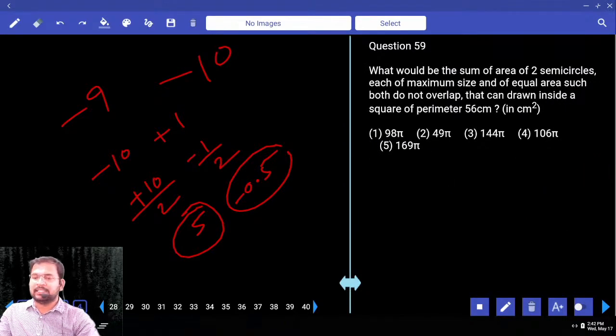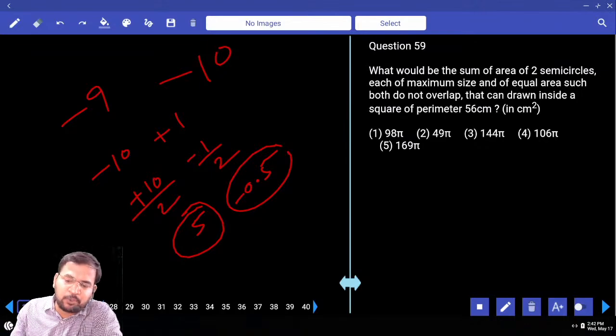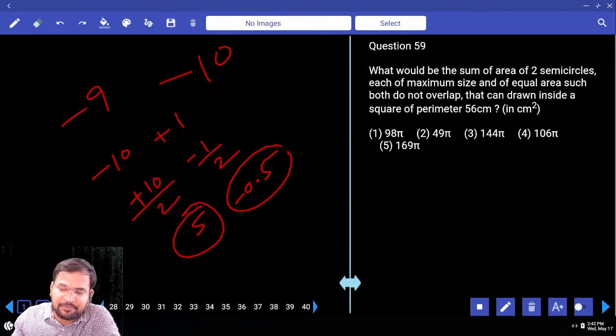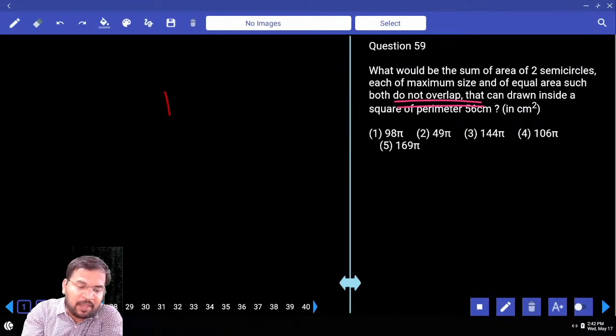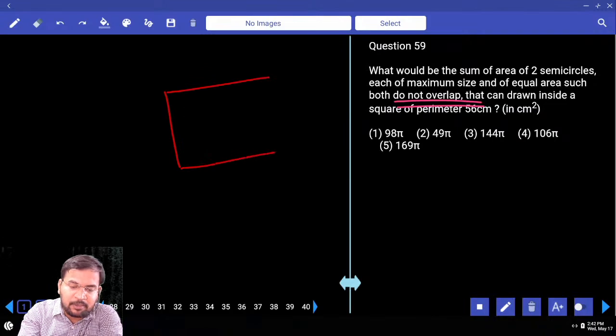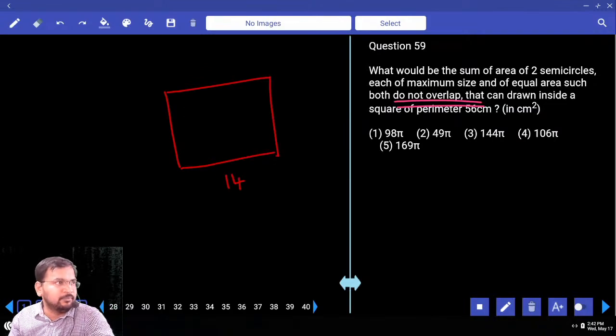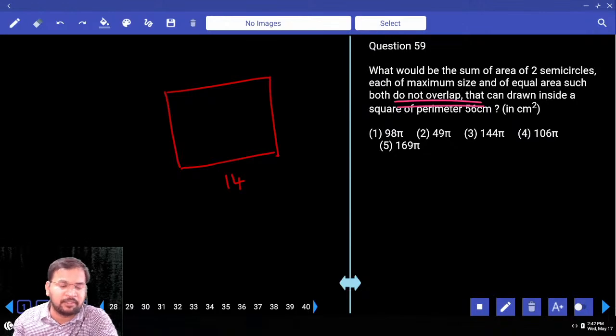So what would be the sum of the areas of two semicircles, each of maximum size and of equal area, such that both do not overlap, that can be drawn inside a square of perimeter 56? And a square is there. Perimeter is 56. Then each side is 14. 4a is equal to 56. A is equal to 14.